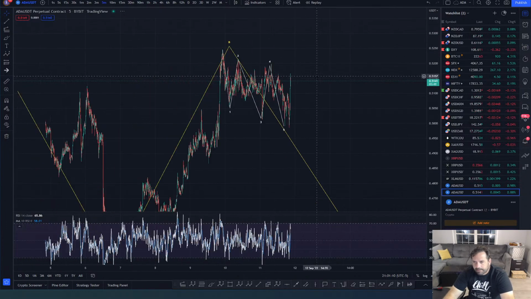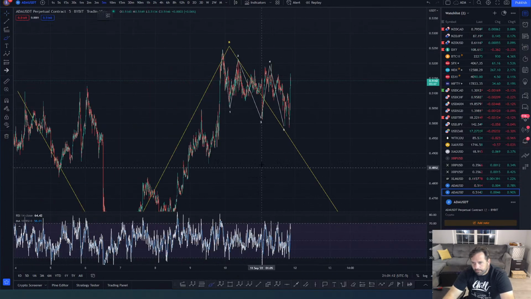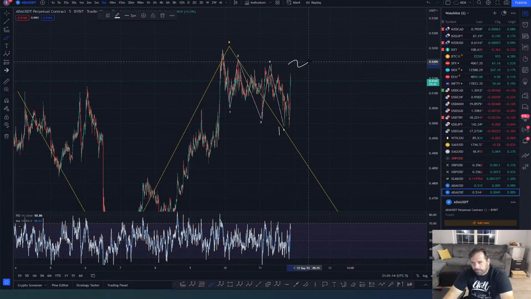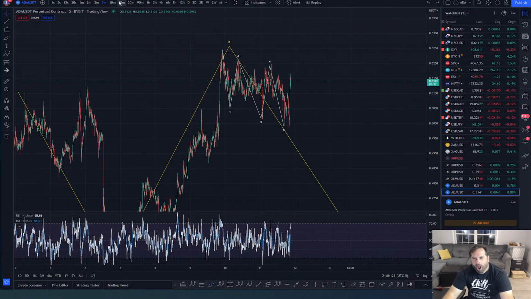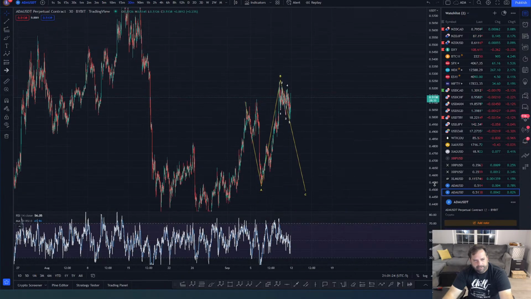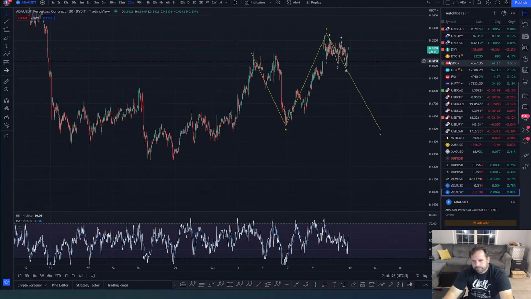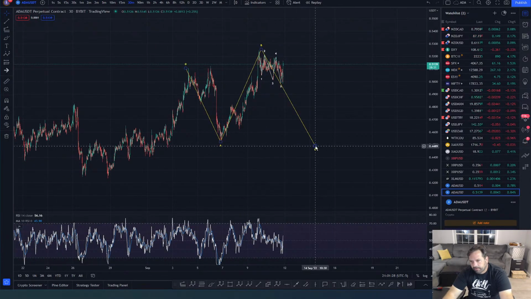That's a possibility. So that becomes a 1 and a 2. This needs to finish maybe and then come down and dumps. We start dumping as in a C wave.